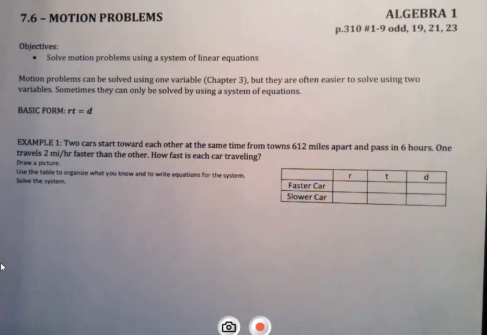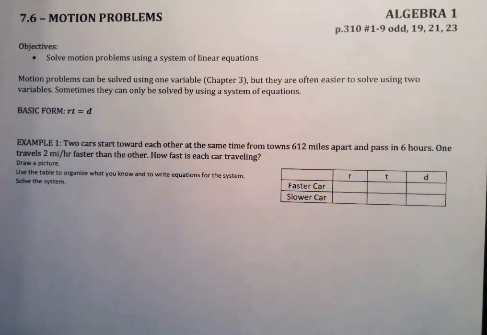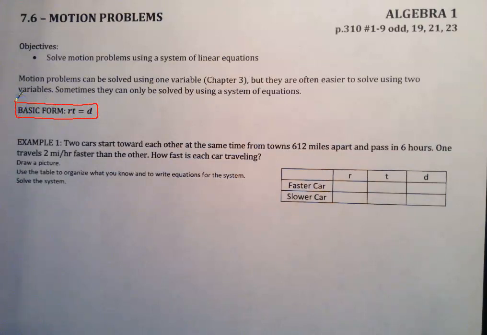Remember that our basic form for motion problems is that R times T equals D. What's the R stand for here? Rate. Good. T is time and D is distance. Okay, perfect.